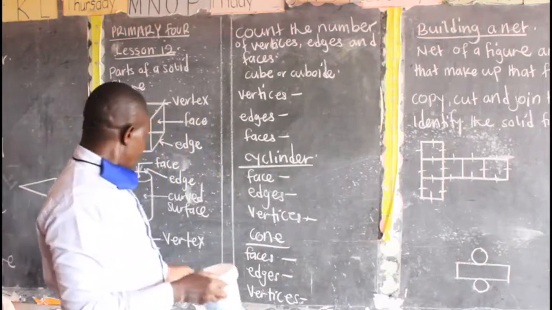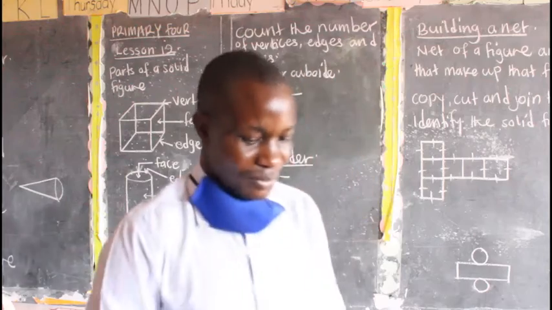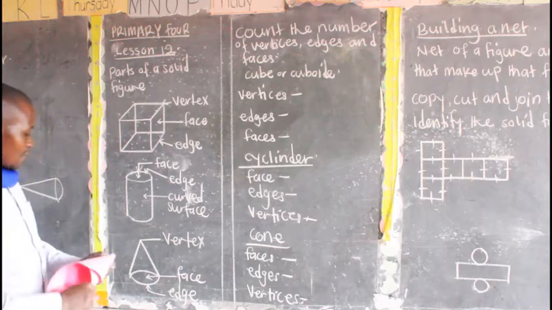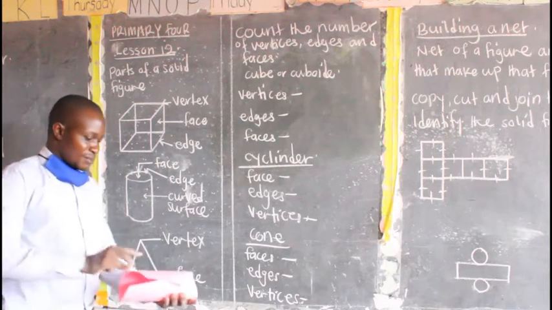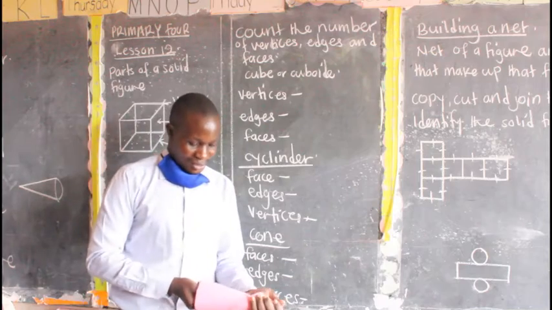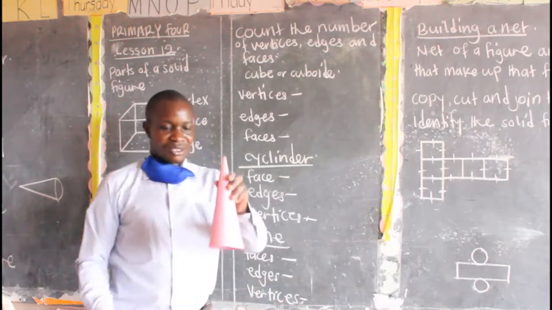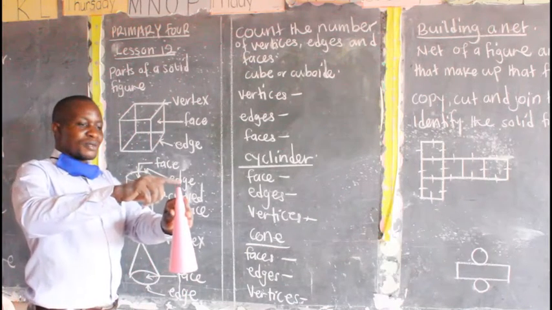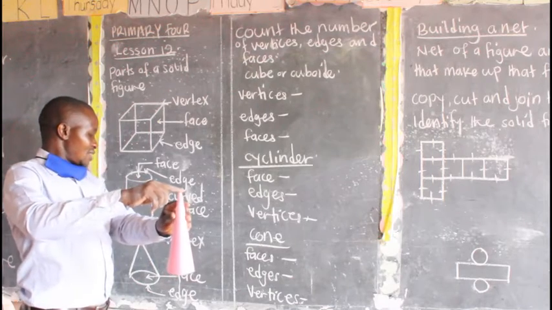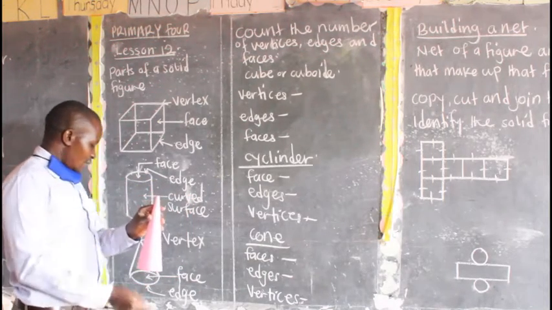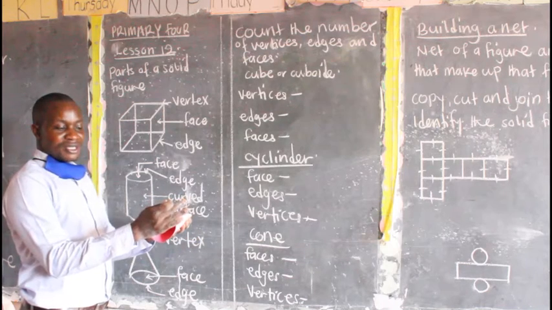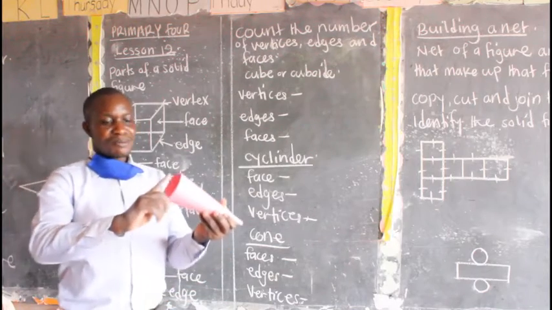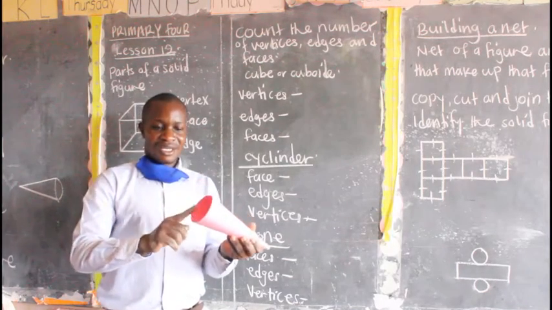Then lastly, a cone. Also, on a cone we have this part up. Let me turn mine here. This one is a cone. So on a cone, this one here on top is called the vertex. Then you have the face. This part here is the face. This one is the face. Also we have the edge. This part here surrounding is the edge.